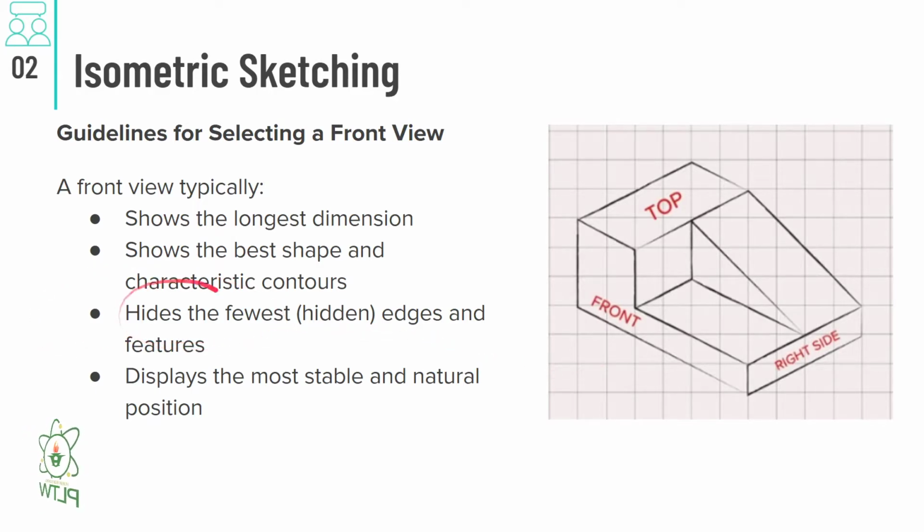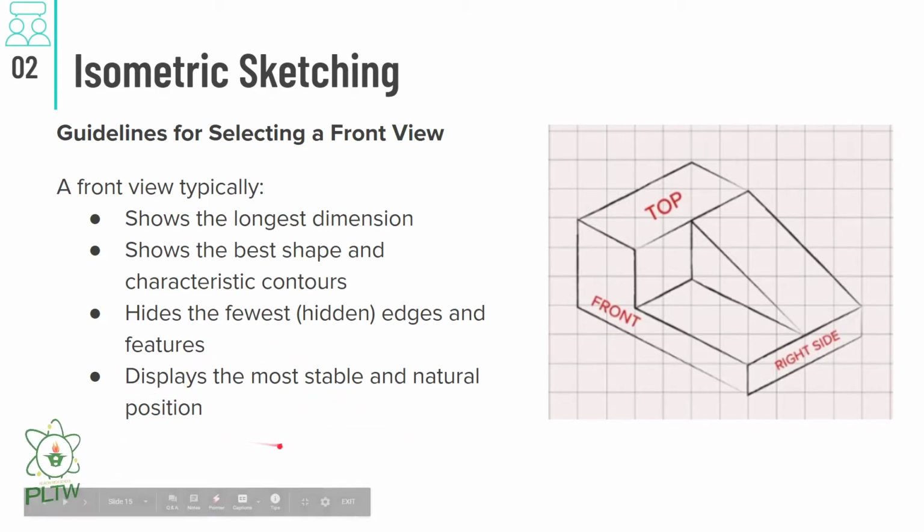The next thing is, if these two don't really work out and you still can't figure it out, it hides the fewest hidden edges and features. We'll talk about that when I actually go into Onshape and show it. But basically anything that you can't see but is still there, like an edge that's behind another object, you use hidden lines to identify that it's still there. We'll talk about that in a little bit. It also displays the most stable and natural position. Again, natural. What comes naturally when you look at this object? Obviously, to me, when I see this, I'm going to choose this as my front view.